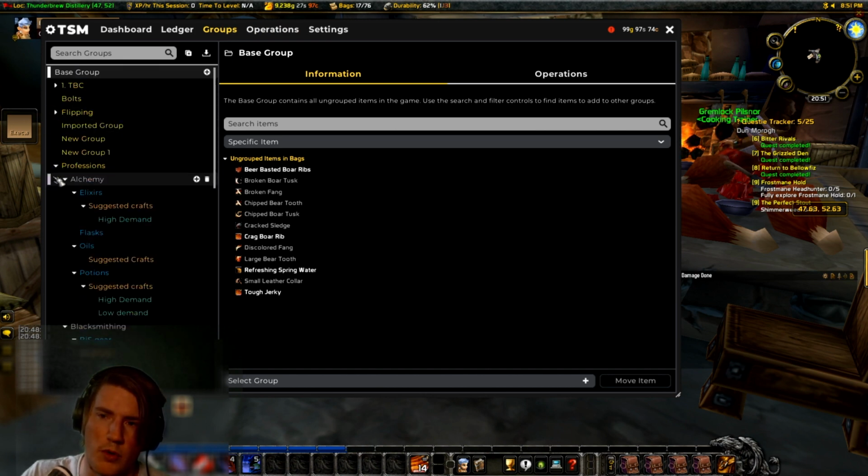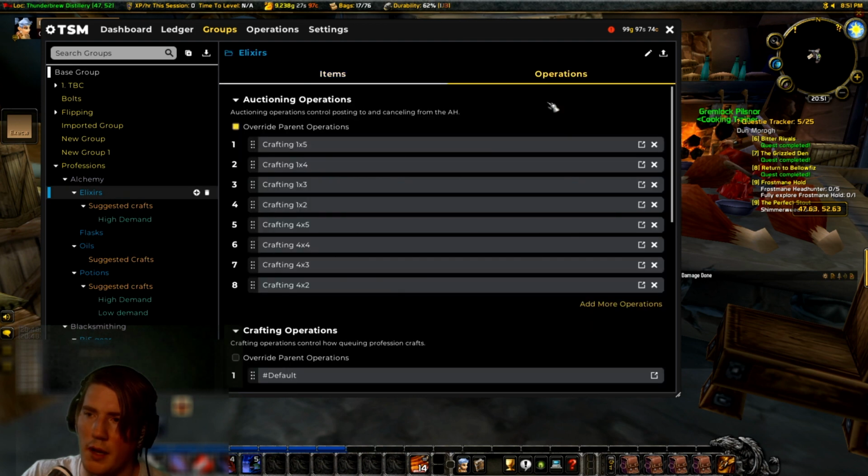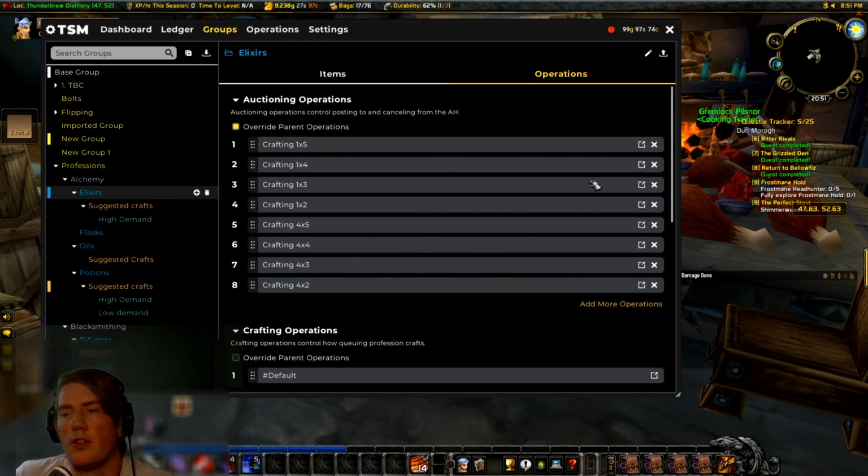So we can jump over to my alchemy group here, and you can see that I have a huge amount of operations here, and I've named these fairly logically or fairly understandably. And the reason we have so many is because first I want to post one of each stack size that I do to make sure that I have all of the stack sizes covered. So if I only have 14, then it'll post one stack of 5, one stack of 4, one stack of 3, and one stack of 2.